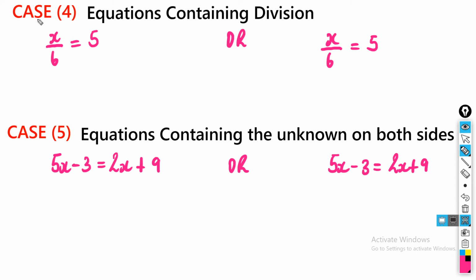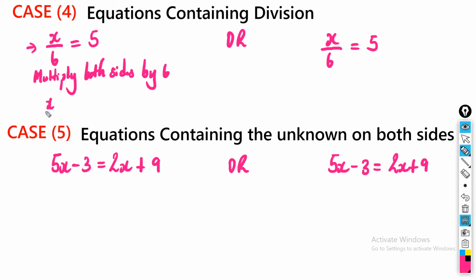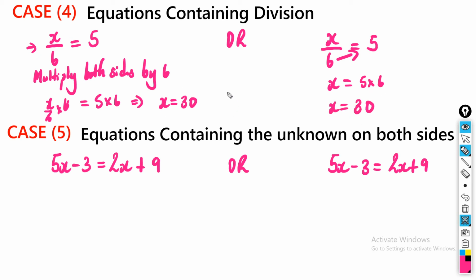All right, guys. So now we're going to be looking at these two different cases here. The first one we're going to look at is equations containing division. So for this one, guys, we can multiply both sides by 6 for this example here, and we'd end up with x over 6 times 6 is equal to 5 times 6, and these 6's would cancel, and that gives us x is equal to 30. Cool. So that's one way. Or you can simply cross multiply here, guys. You can multiply that 6 by the 5, and you get x is equal to 5 times 6, so x is equal to 30. Cool. So that's how we handle equations with division.